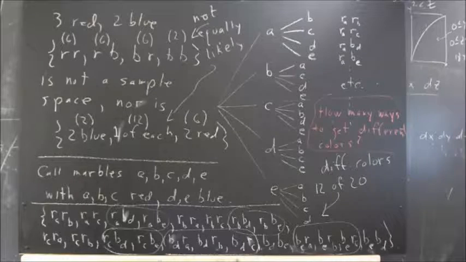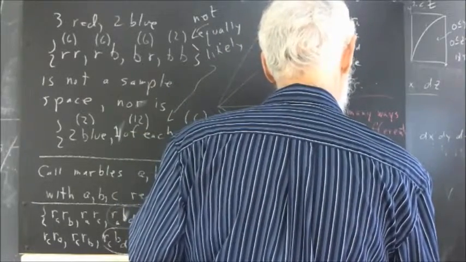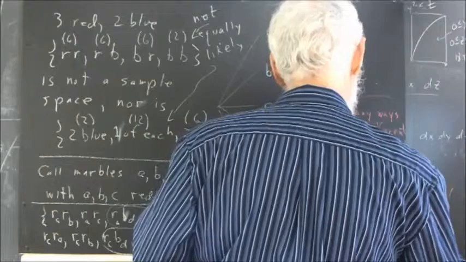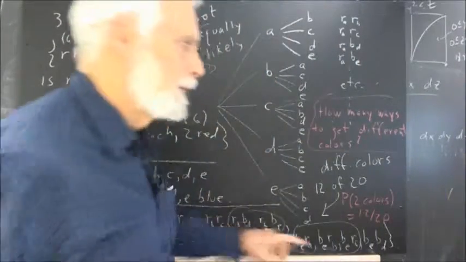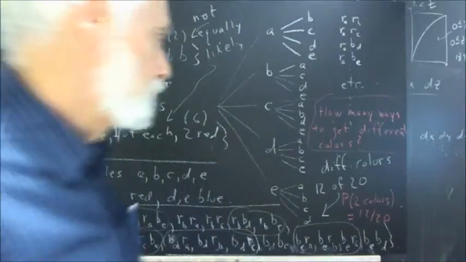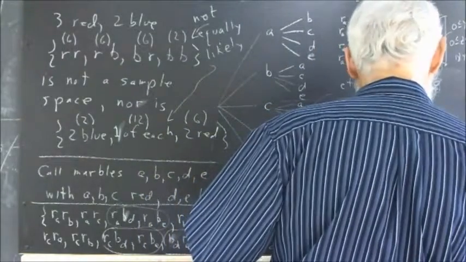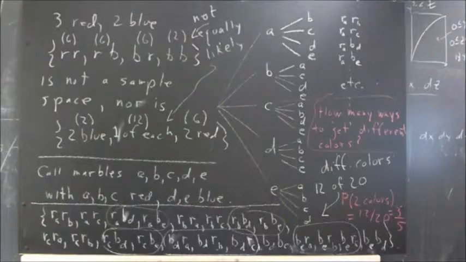So we would say that the probability of two different colors is 12 out of 20, which reduces down to 3/5, or 60% if you prefer. And again, that's a kind of a preview of some of the thinking we'll do in the next chapter.